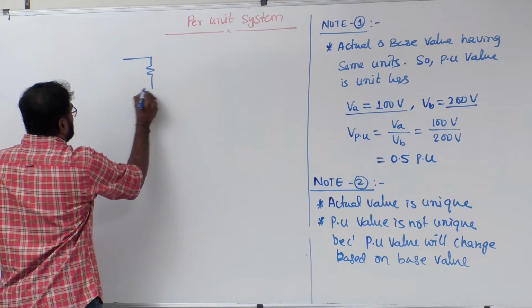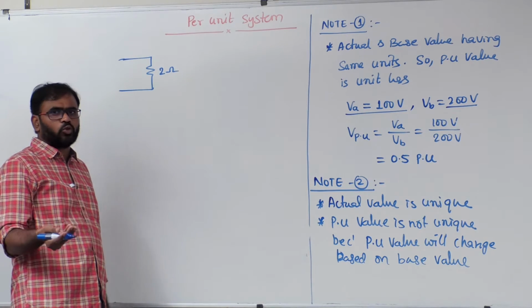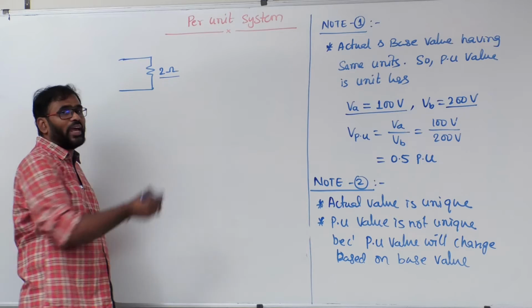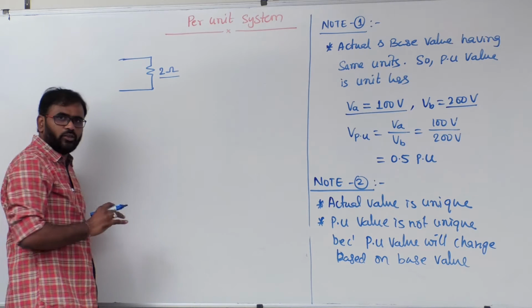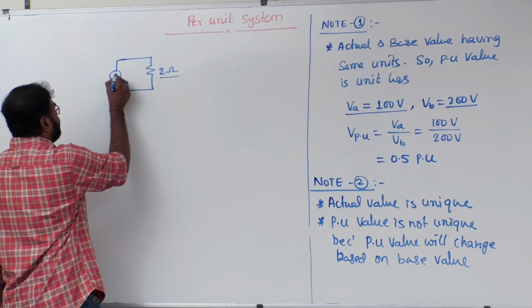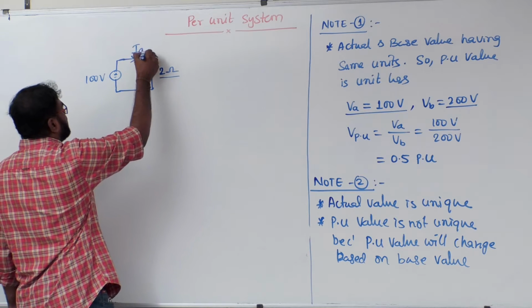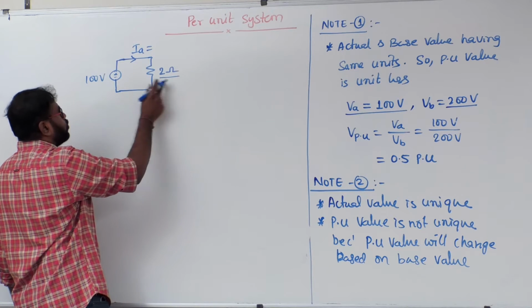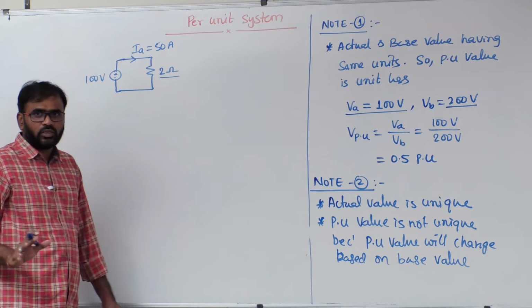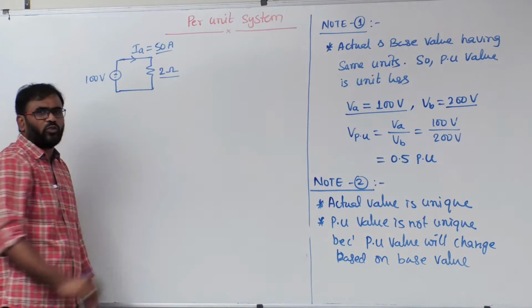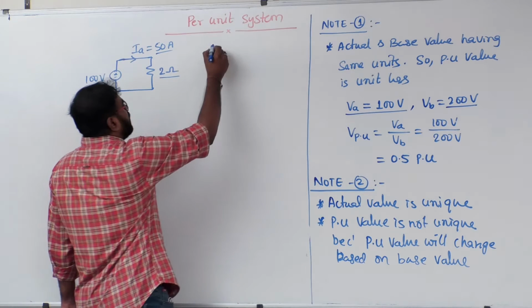Let's take a resistance. The value of this resistance is 2 ohms. Today 2 ohms, tomorrow also 2 ohms, because as I told you already, the actual value is a designed value which is not going to change. Let's say I applied 100 volts across this 2 ohm resistance. Now the current flowing through this circuit is what? 100 volts by 2 ohms is 50 amperes. If you are not disturbing the network, the current is always 50 amperes. For example, I asked you to calculate the per unit current.